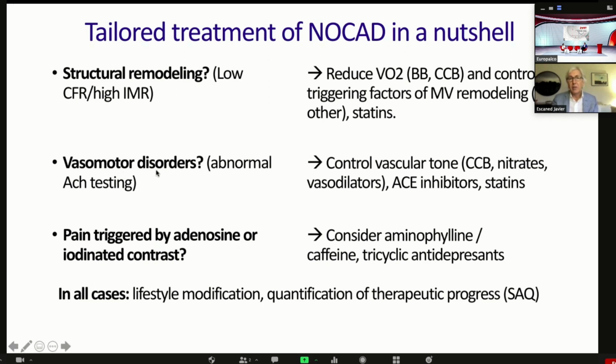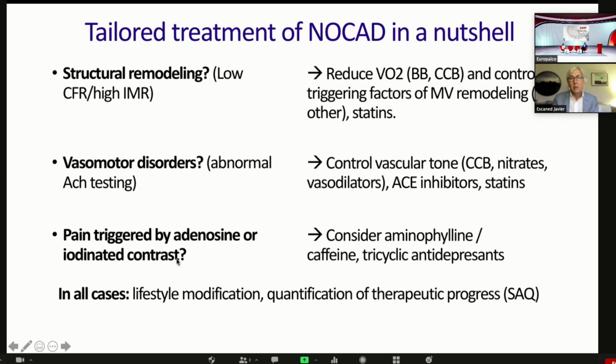What about if you have vasomotor disorders? Then you have to go for something that controls vascular tone. And of course, the drug of choice are calcium channel blockers, particularly those that have very strong control of vasomotor tone, like verapamil or diltiazem. You can use nitrates sporadically, but not on a regular basis because of tachyphylaxis, and vasodilators. And it's important to give also ACE inhibitors and statins because it has been demonstrated that they help to normalize endothelial function.